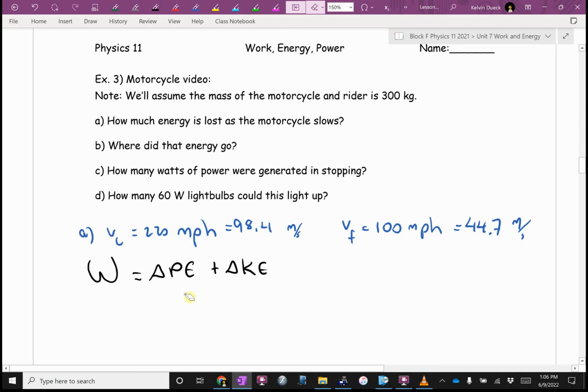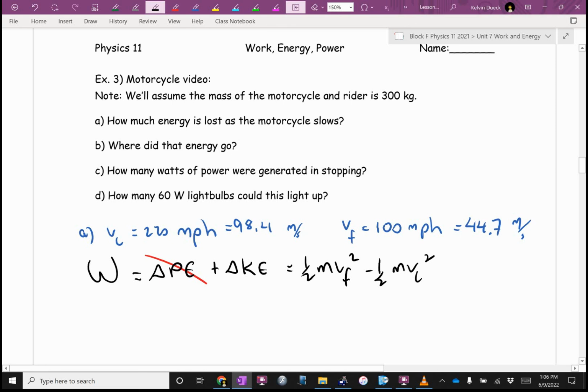Change in potential occurs when there's a change in height. You saw the video. Did that road look like it had any hills? I think we can safely say that. Looked pretty level. What's change in anything? So I guess this is going to be a half mv final squared minus a half mv initial squared.